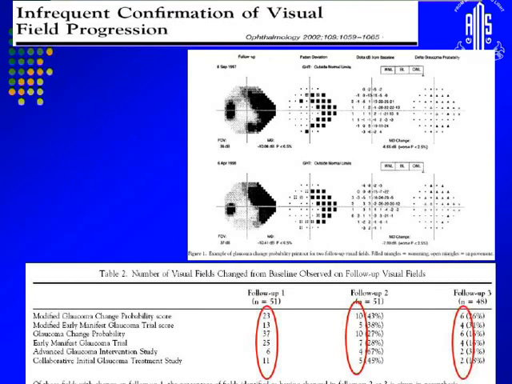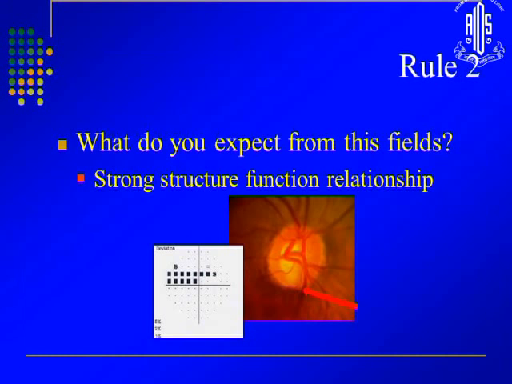There's a retrospective study in which there were 6 trial-based progression criteria taken, and visual fields were noted to be infrequent, in the sense that over a period of time, when you have follow-up 1, follow-up 2, and follow-up 3, we find that around 25% to 50% of patients do not confirm the suspected progression that we saw in the very first visit. So unless and until you confirm that there is a progression over repeated testing, don't think there is a progression there. Rule number 2, what do we expect from these visual fields?